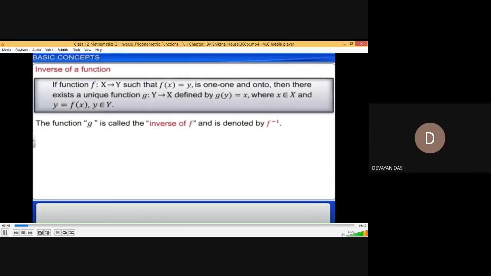And the inverse of the function: when will the inverse of the function exist?